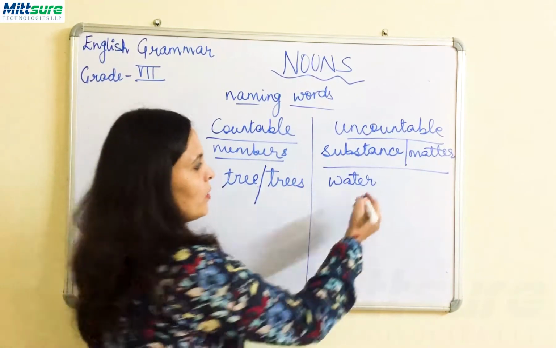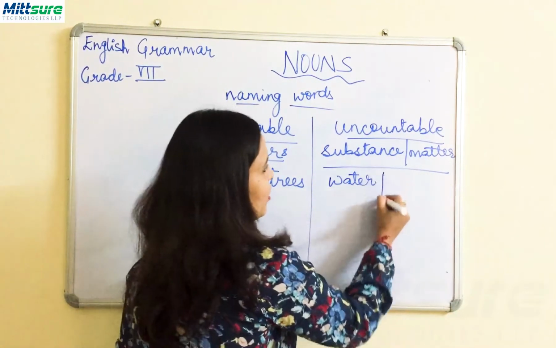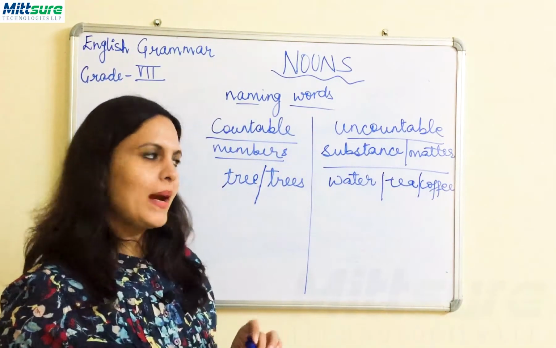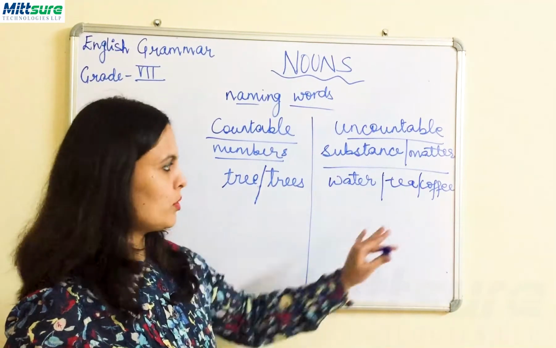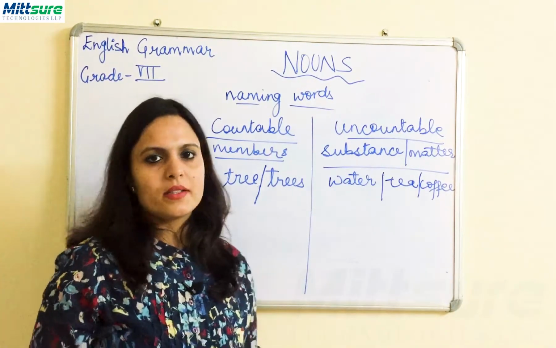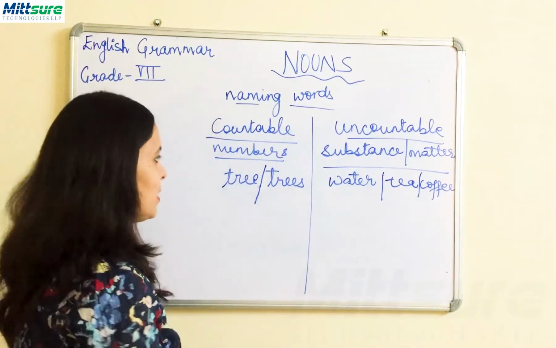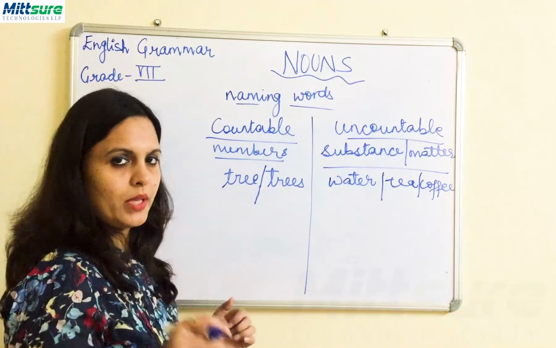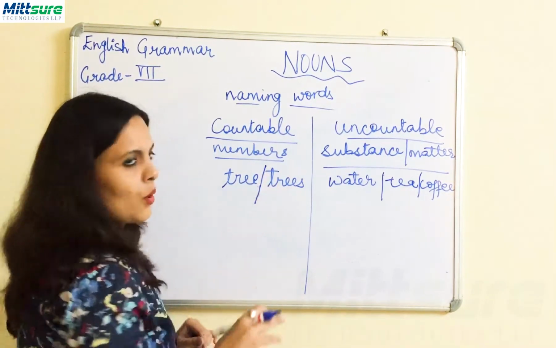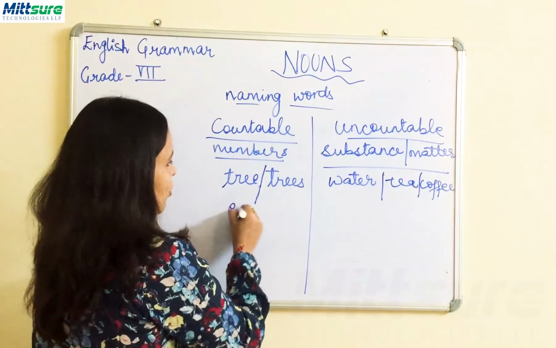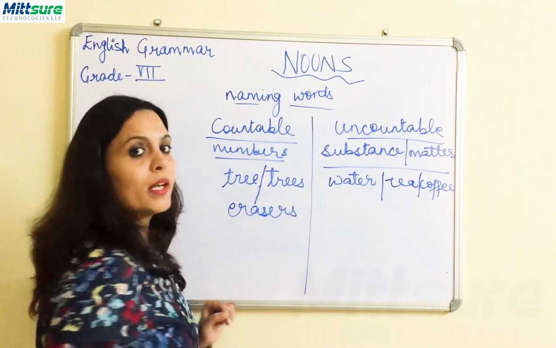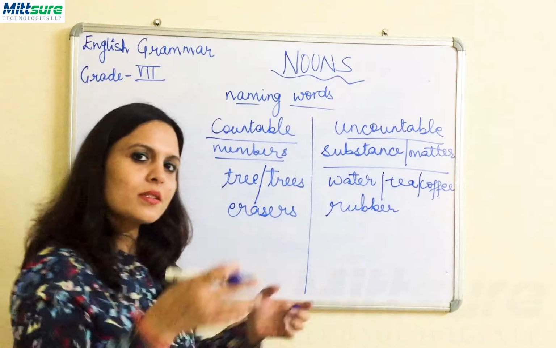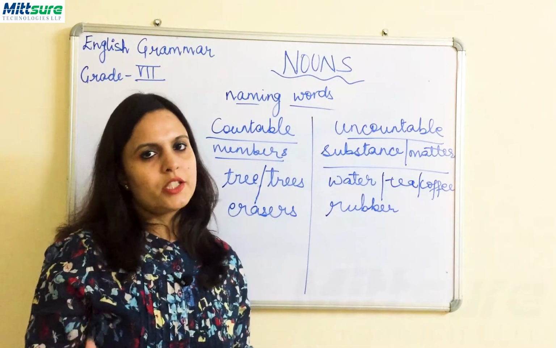Right? Similarly, with any drinkable thing like tea or coffee, these are also uncountable because these are all matter. Right? So tree is countable, whereas water, tea, coffee are the matters which cannot be counted. Right? Similarly, the rubber. Rubber comes from the trees. You know that. So can we count the rubber? We cannot. We can count the erasers which are made up of the rubber. But rubber will be uncountable. Why? Because it is a flowing substance collected from the trees.